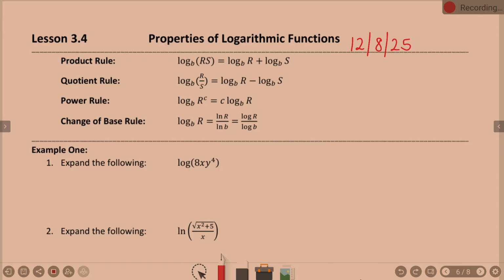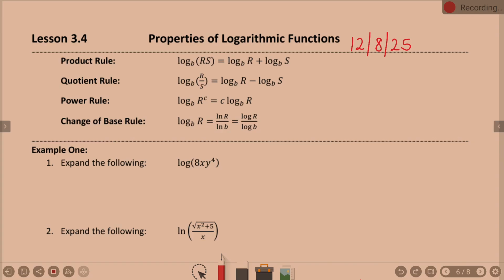We're kind of adding on. These are some other properties. These are the properties that are really going to come in handy when we work to solve equations. Okay, so 4 properties to talk about and demonstrate a little bit. We have the product rule.